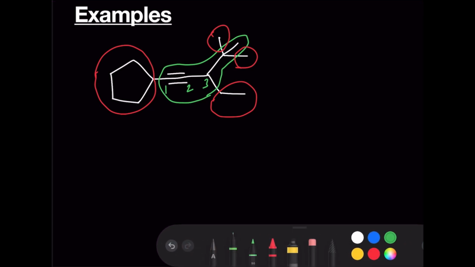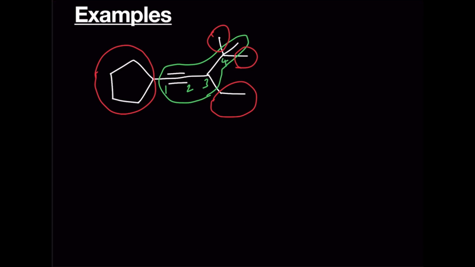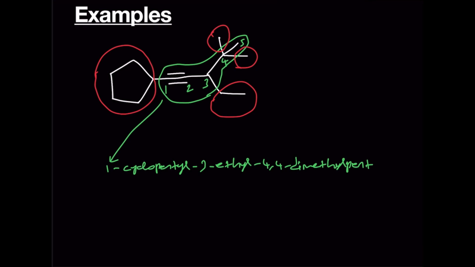Let us finish the numbering. 1, 2, 3, 4, 5. We should not do the numbering the other way around. If we do, then the alkyne will get a higher number. That we should not do. And therefore, the correct IUPAC name for this molecule is 1-cyclopentyl. This 1 refers to this one, and then 3-ethyl, and then 4,4-dimethyl pent, because we have 5 carbon atoms in the parent chain, 1-yne. That is the correct IUPAC name for this molecule.